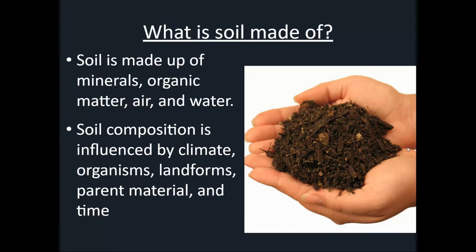So what is soil made of? Soil is made up of minerals, organic matter, air, and water. Soil composition is influenced by climate, organisms, landforms, parent material, and time. So based in different areas of the world, or for the United States for that matter, you'll have different composition of soil, and that's based off of the history of the area. And we'll look at some of those examples as we move through this course.